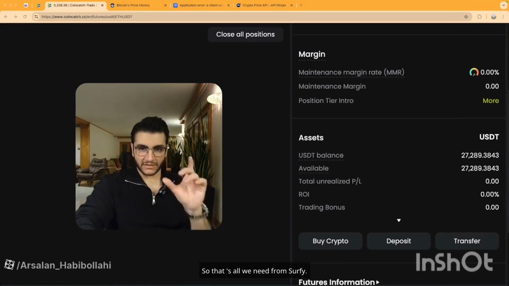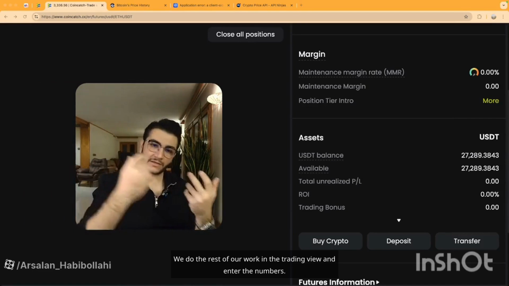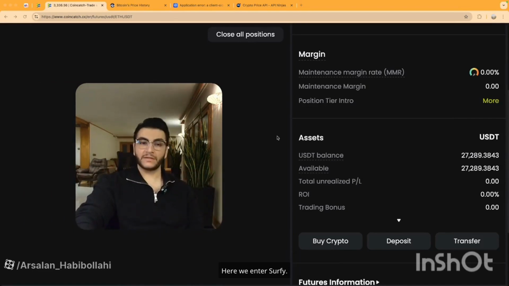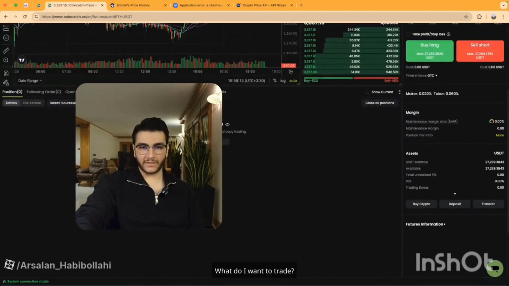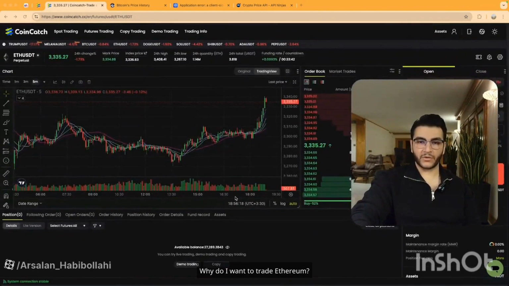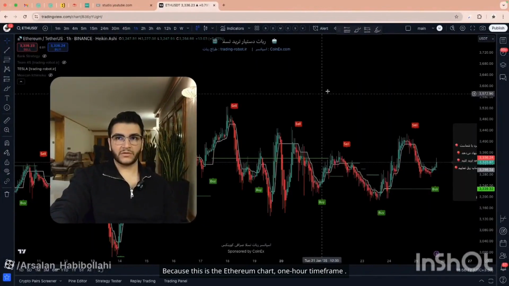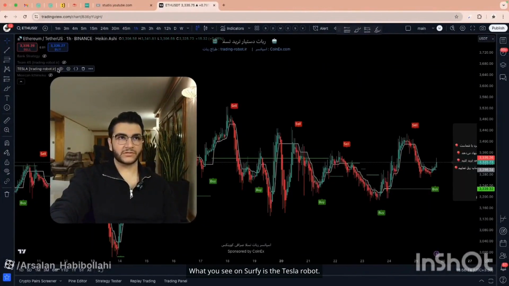So that's all we need from Surfy. We do the rest of our work in TradingView and enter the numbers. What do I want to trade? I want to trade Ethereum. This is the Ethereum chart, on the 1 hour time frame. What you see on it is the Tesla robot.